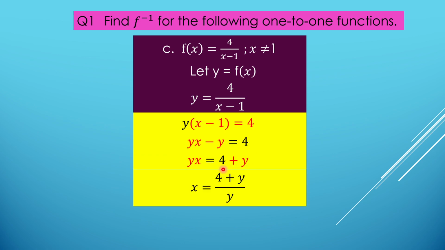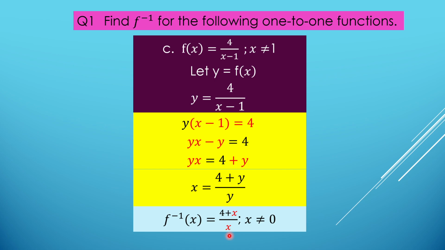Again, we want x. So you can divide or remove the y, move to the right hand side. Therefore, it becomes 4 plus y over y. Okay, so now we have x in terms of y.